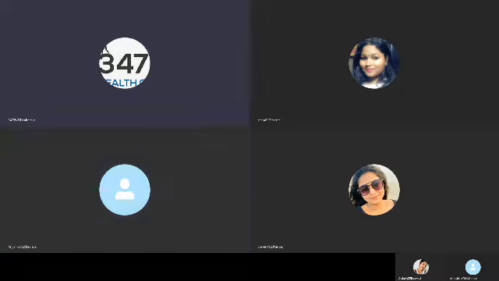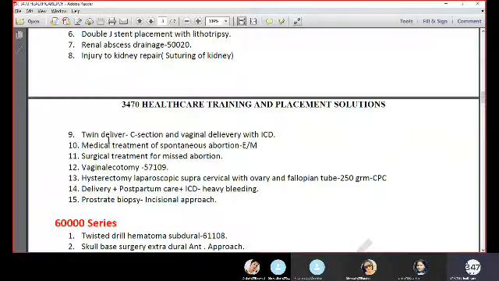Okay. So next we'll move to the next question. This is the twin babies concept. Then the patient is having spontaneous abortion. That time the MD is doing the medication administration. What is meant by medically treatment? What is meant by surgically treatment?